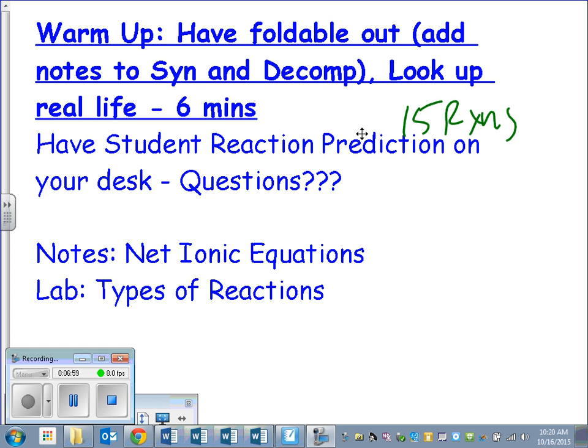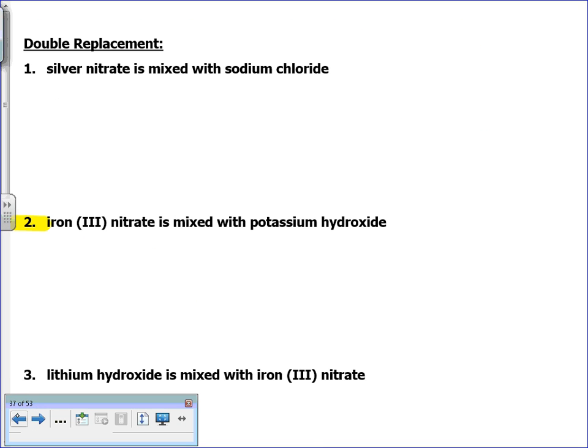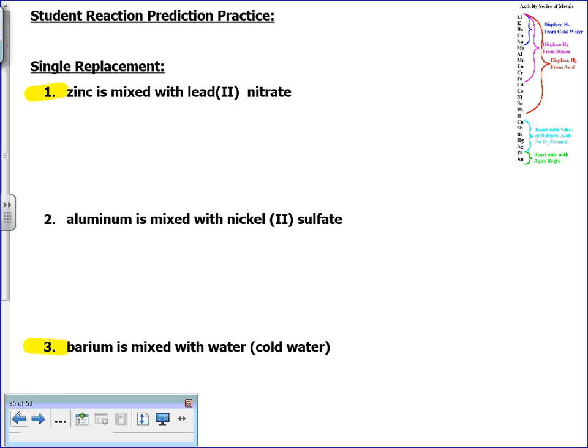So I want to review a couple of them because I thought that maybe you guys got the hang of it really well yesterday because we practiced quite a bit in class, but I think we need to review some of these. So going back to single replacement, first one right here, tell me what you guys wrote. First one. And if you don't have it, then you better have it now, so we're going to go over it.